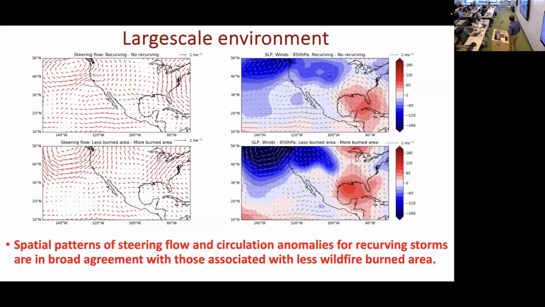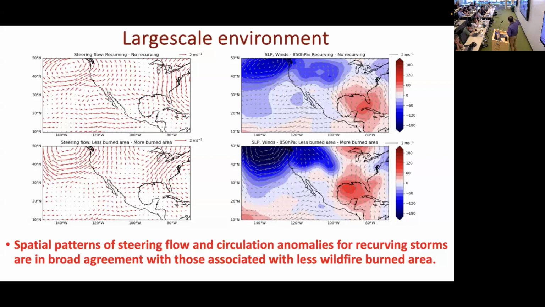So when you look at the steering flow, if you focus on that, what you'll see is the top panel shows that during years with more recurving storms, the steering flow is more westerly, which makes sense because a westerly steering flow would not allow the storms to go towards the west, and instead it will push the storms closer to the coast. And also you see there is a cyclonic circulation just to the west of Baja California, which again plays a role in steering the storms towards the Southwest US.